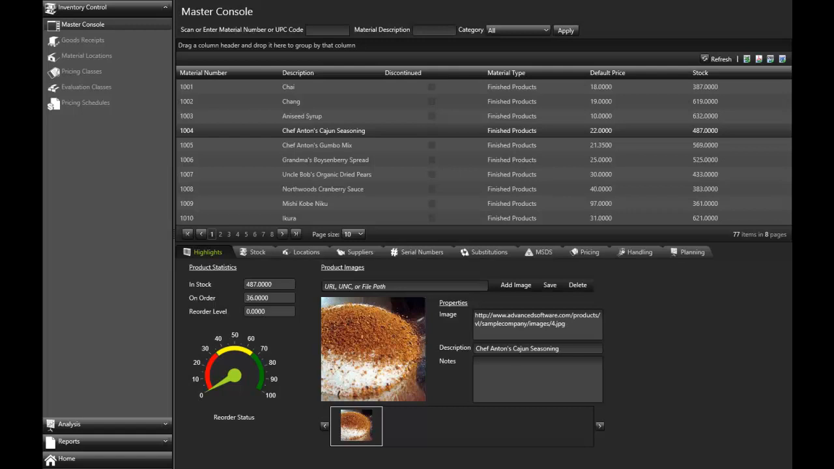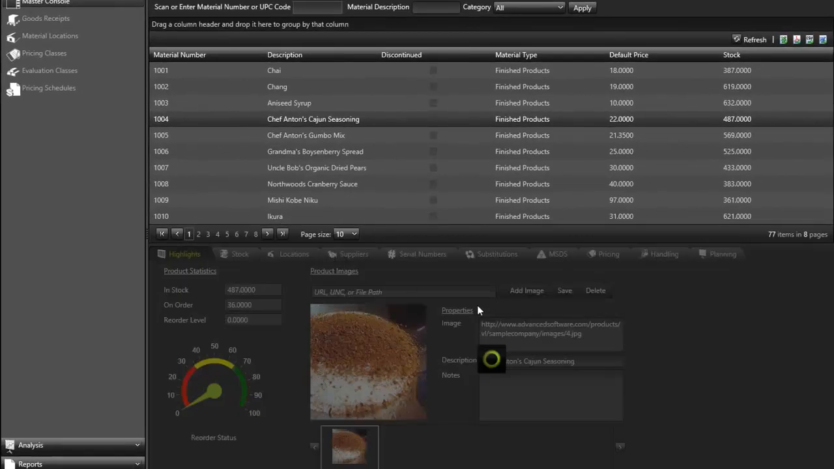So we're looking at the Chef Anton's Cajun seasoning, and there may be more than one supplier from which I can buy this particular item. And where I would manage that is under the Suppliers tab, which we'll look at now.